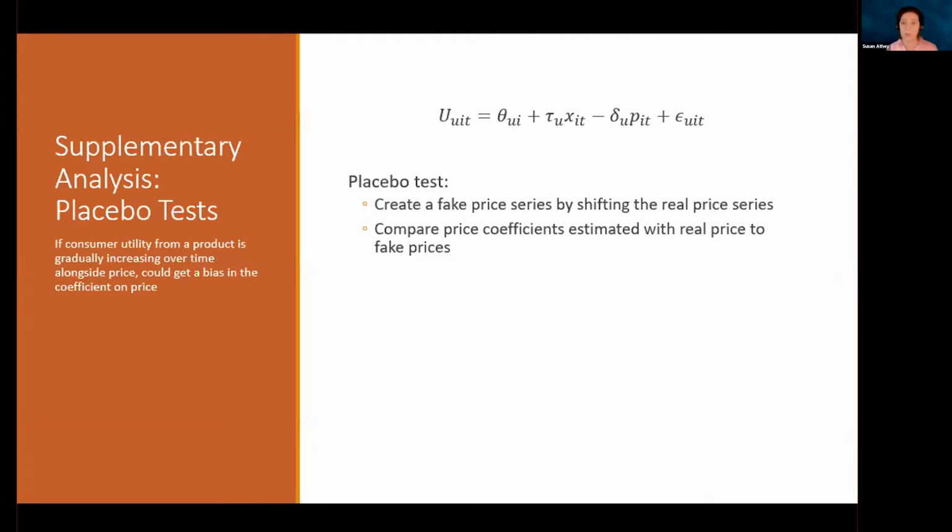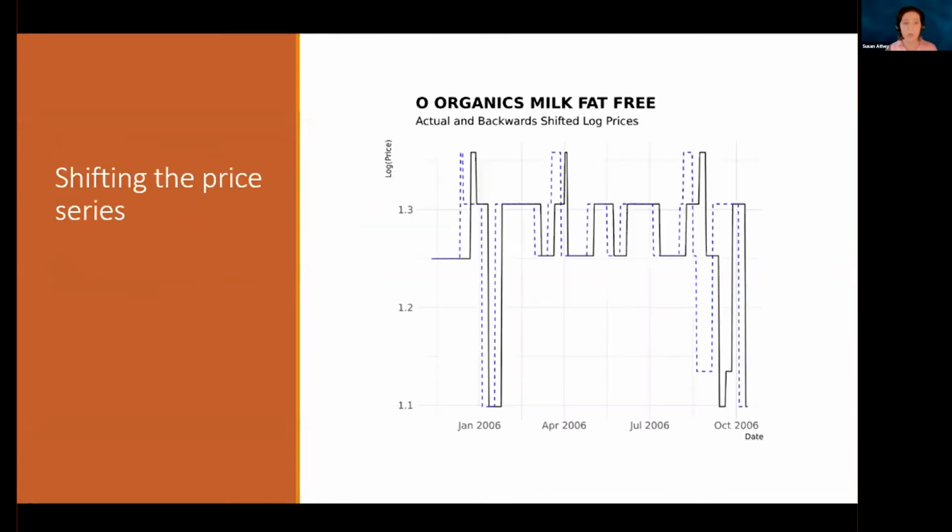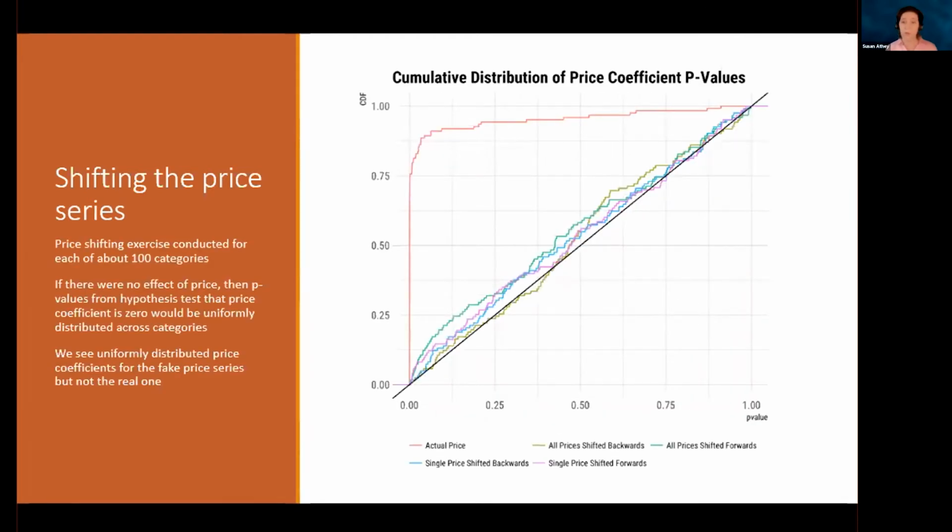There's lots of different versions of placebo tests, but here what we do is we create a fake price series and we try to estimate whether we actually find falsely treatment effects of a fake price series. Because what we're worried about here are unobserved time trends that are sort of gradual over time, the way we do this is we take the price series that we observe in the data, like this is a price series for organic fat-free milk, and we create a fake series by shifting that price series over. And then we rerun our models with those shifted price series. And so this is a way of assessing our assumptions, called the supplementary analysis.